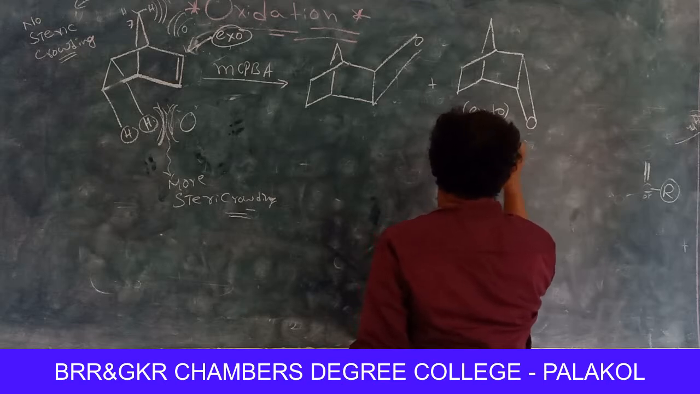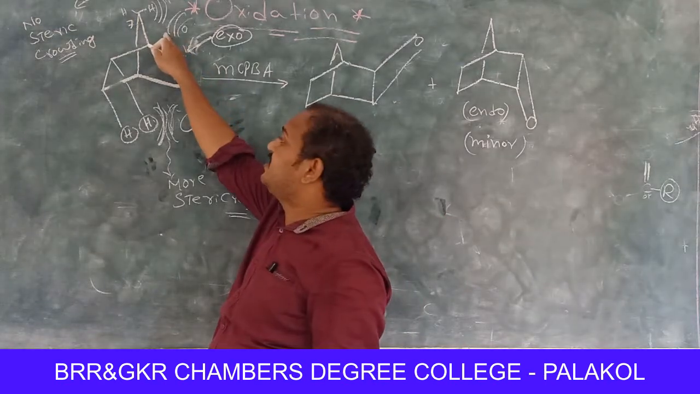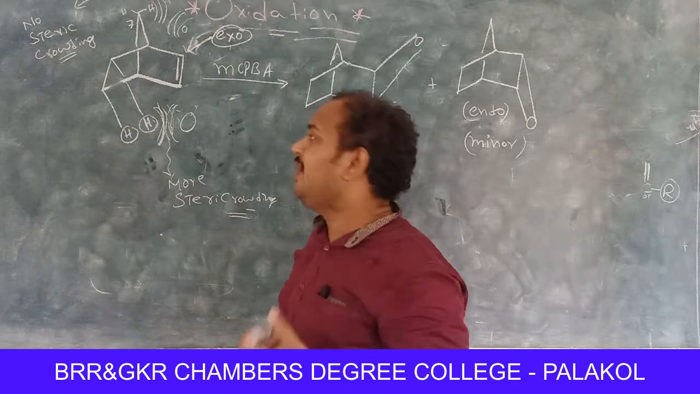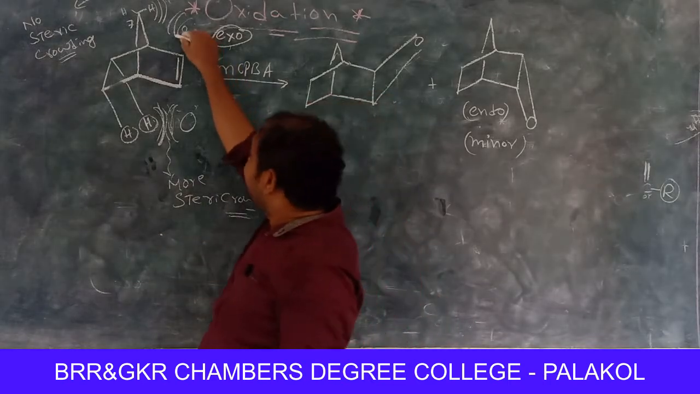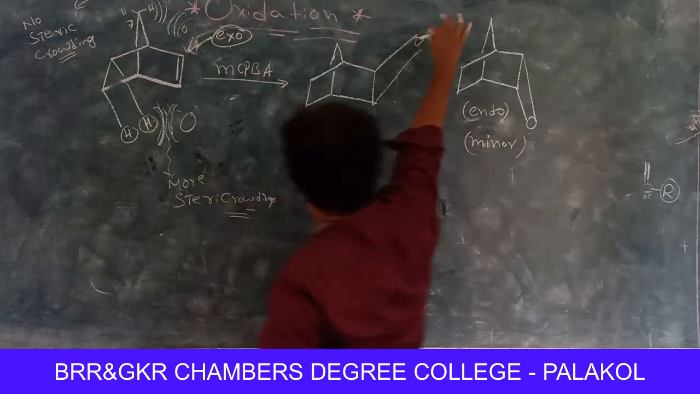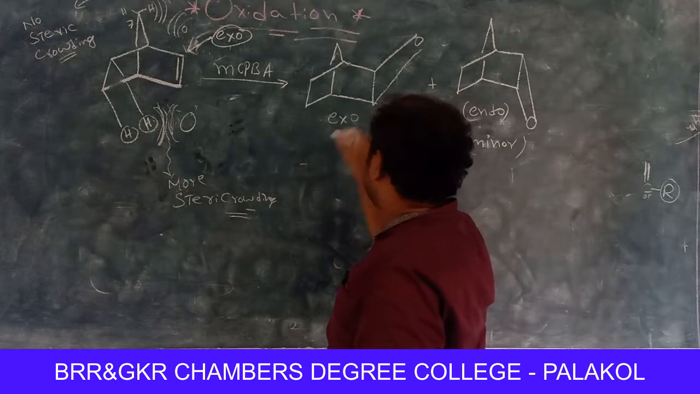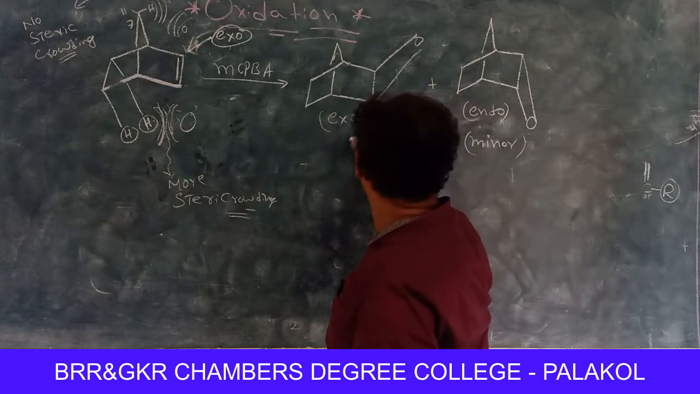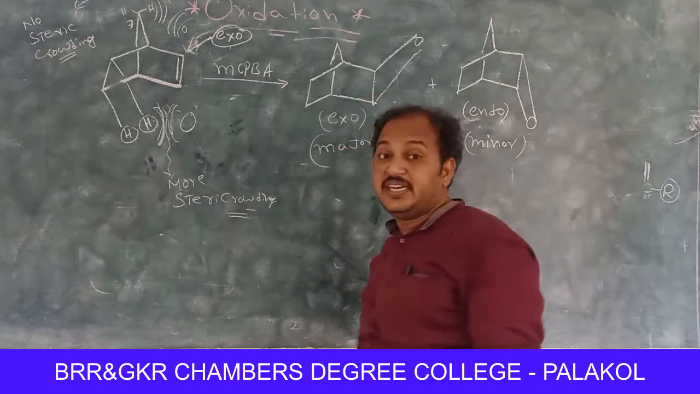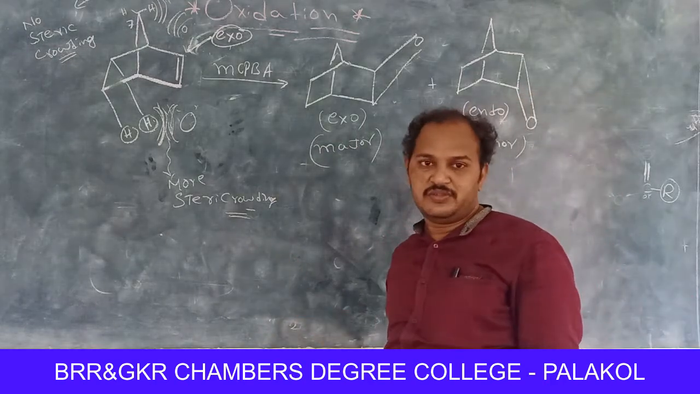And here there is no steric crowding, or the steric crowding is very less. So the attack is from this direction only. This can be considered as exo, and exo is the major. So like that we have to explain the stereochemistry of the rigid systems, right?